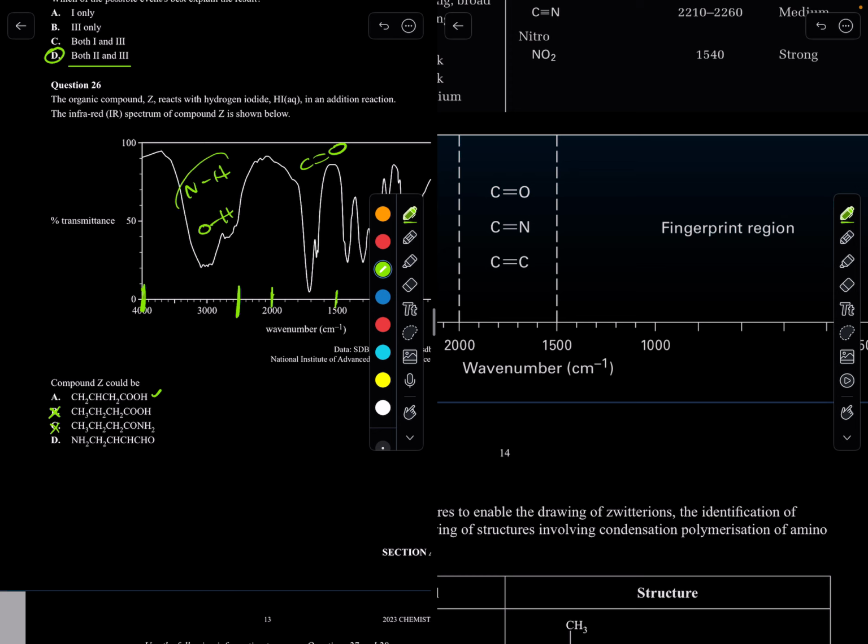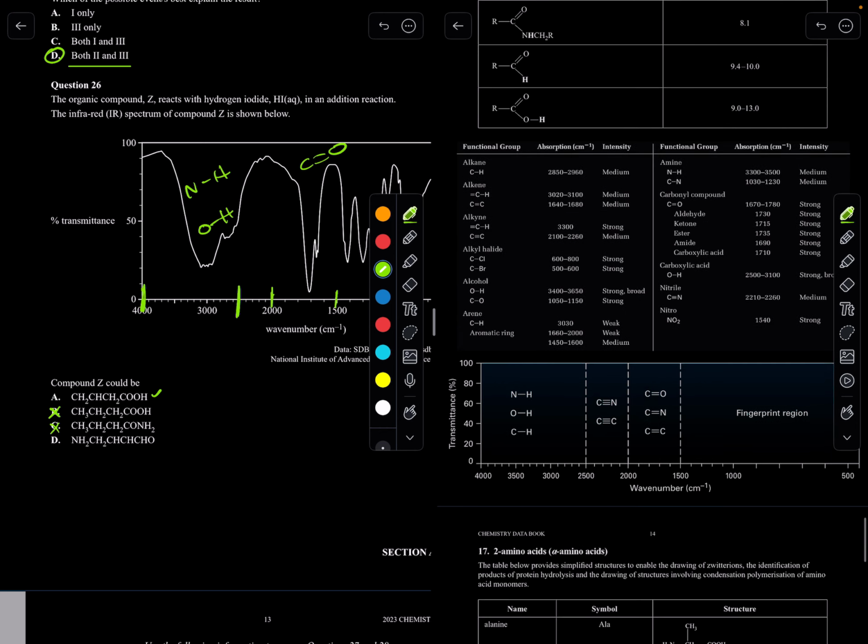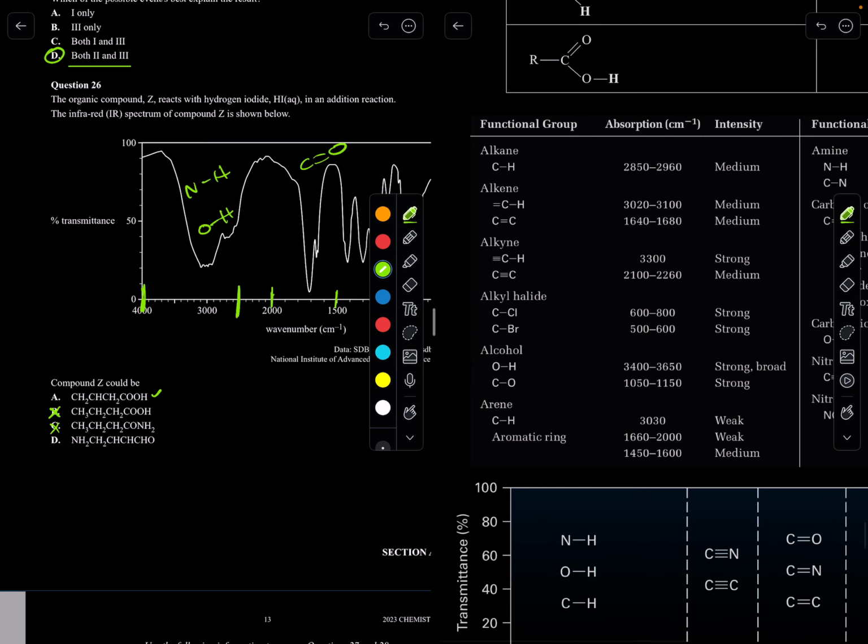Now, if it's an NH, it would be D, but if it's an OH, it is A. So how do we determine what it is? Easy. Go to the next section. The next section is going to help you out. If you look at it here, is it an OH? Yes, it is an OH. Look at this OH here.